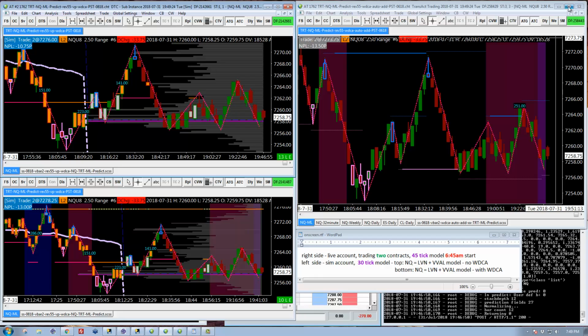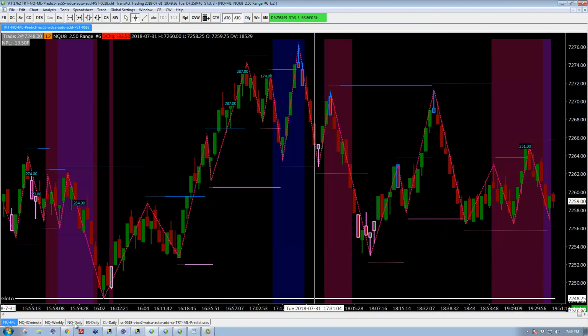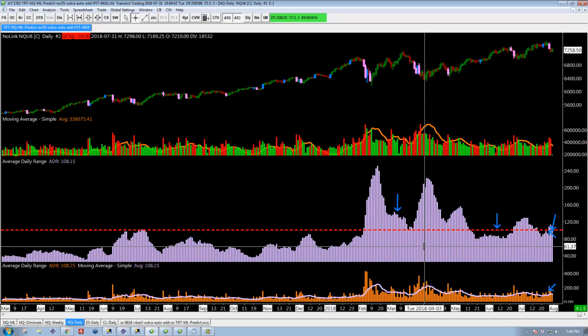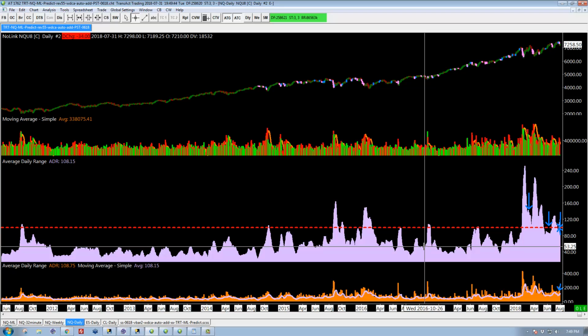Let's take a quick look at the daily chart here, which shows that we're still above this red line. So if the average daily range is above 100 points in the NASDAQ, then that's the signal to switch to the volatile model. You'll notice, if you go back in time, that these are exceptionally volatile times.